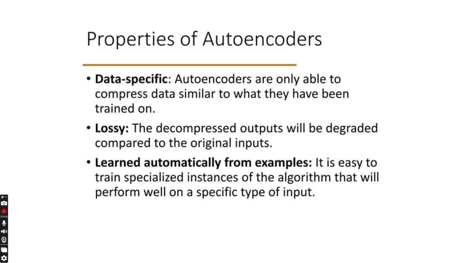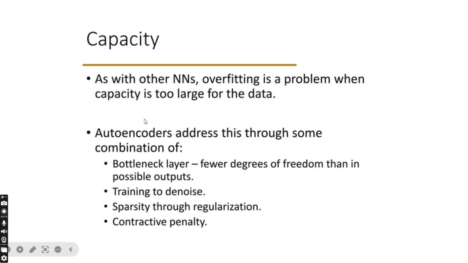Then what are the properties of autoencoders? There are three properties: data specific, lossy, and learned automatically from examples. Autoencoders are data specific, so they compress similar data. They are lossy, so the decompressed output will be degraded compared to the original input. And they are learned automatically from examples. These three properties are particular to autoencoders.